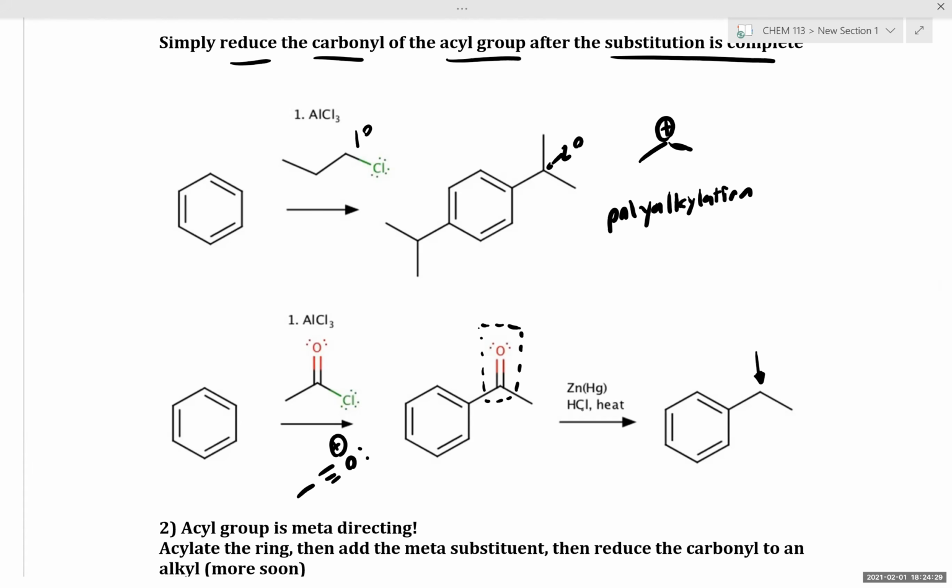So in effect, Friedel-Crafts acylation serves as another means of installing alkyl groups, and it installs alkyl groups that the Friedel-Crafts alkylation struggles to install with regio and chemoselectivity. Does that answer your question? Does this idea make sense to everyone?